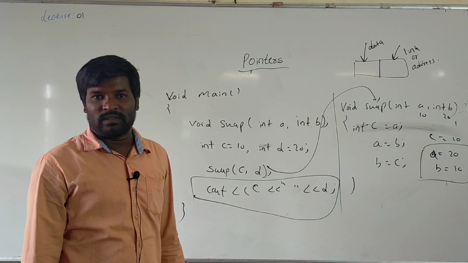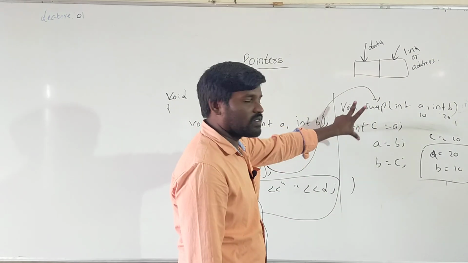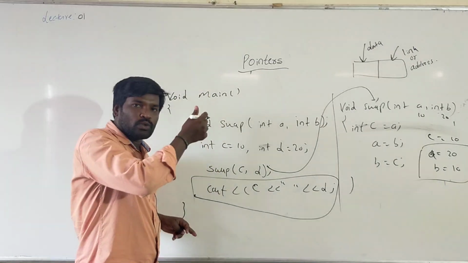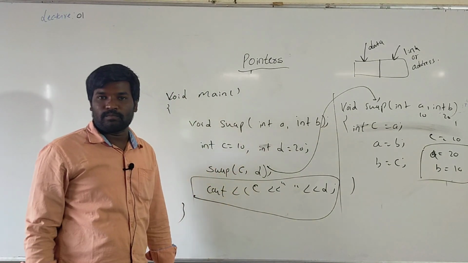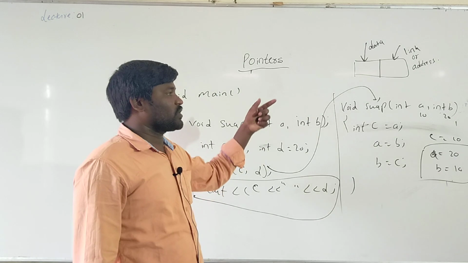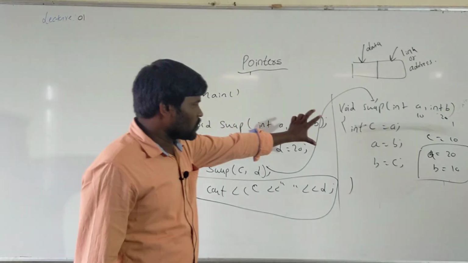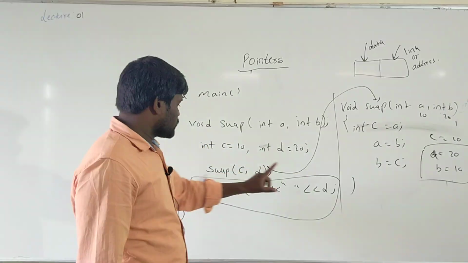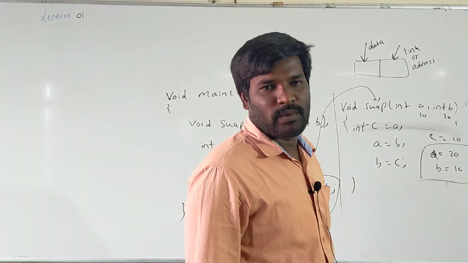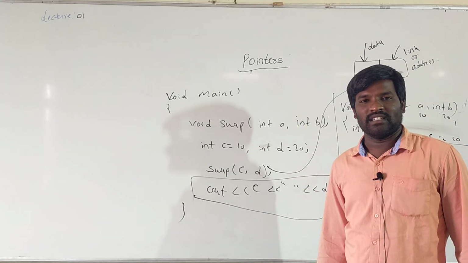Here call by value means if any changes are made in the sub function, whatever changes we make inside the sub function, it will not affect the original values because original values are present in C and D. It will not affect the actual arguments. Here C and D are the actual arguments, A and B are the formal parameters. That is called call by value. If any changes are made in the sub function, it will not affect the calling function. That is nothing but call by value.